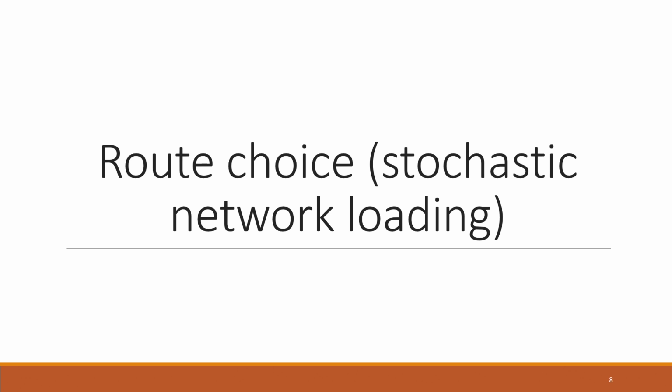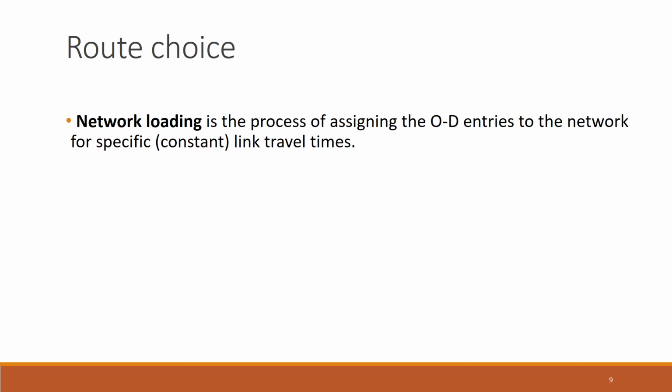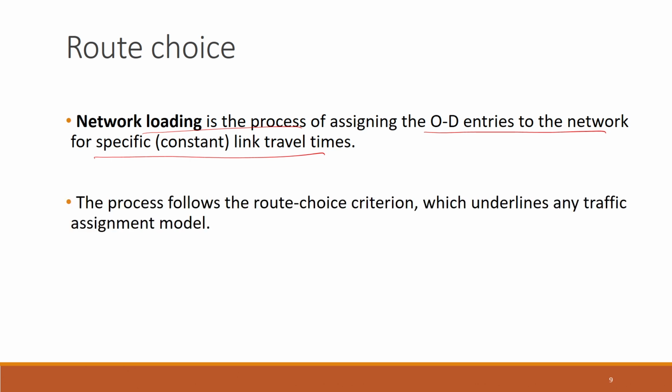Now we will be moving towards route choice, that is, how we use these discrete choice models in the context of traffic assignment. Network loading is the process of assigning the OD entries to the network for specific, that is constant, link travel times. The process follows the route choice criterion which underlies any traffic assignment model. If you remember, in the deterministic user equilibrium problem, we had this step of all or nothing assignment when we were solving it using the convex combination method.